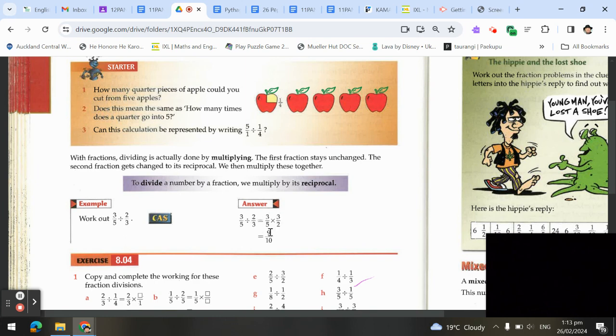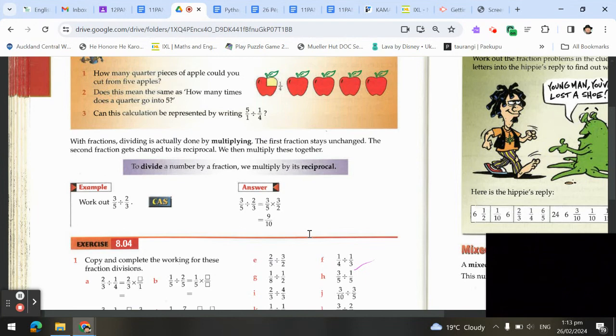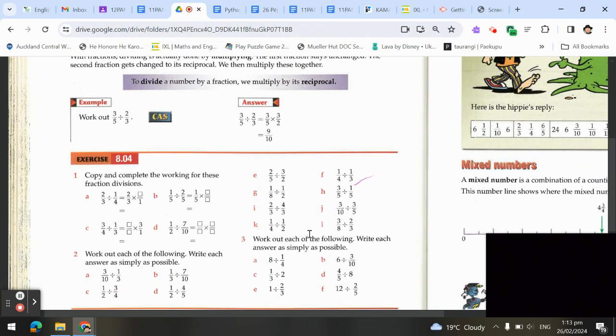And 3 times 3 gives 9. 5 times 2 is 10. And that's how you multiply and divide fractions.